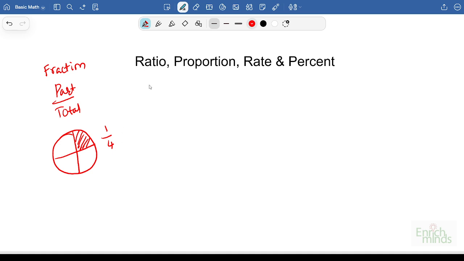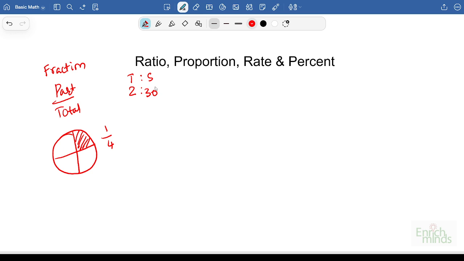A ratio tells me about the relationship between two or more quantities, or it tells you how a part of a quantity is related to a part of another quantity. For example, there are 2 teachers to manage 30 students in a school. Then the ratio of teachers to students is 2 to 30. For every 2 teachers, there are 30 students.